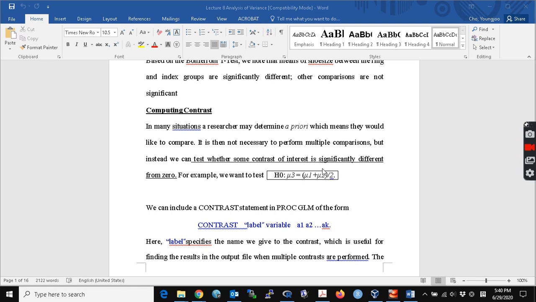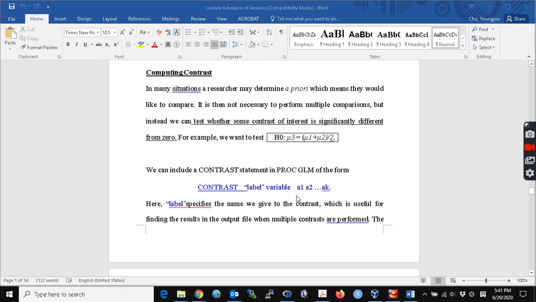If we take a mean of the first and second group, then that's the same as the third group. That's what the researcher may have interest in, or you think the difference of the two groups is equal to the mean of the third group. So this is called the contrast.